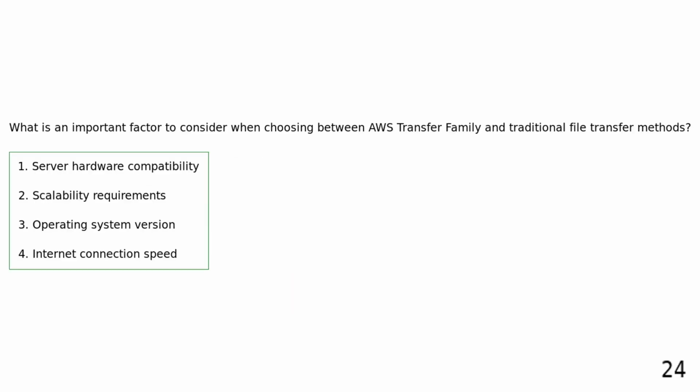What is an important factor to consider when choosing between AWS Transfer Family and traditional file transfer methods? Server hardware compatibility. Scalability requirements. Operating system version. Internet connection speed. One important factor to consider is the scalability requirements when choosing between AWS Transfer Family and traditional file transfer methods.